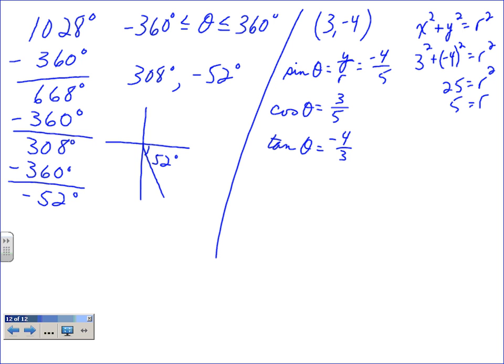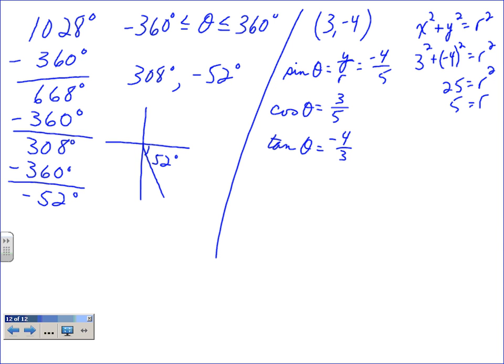It looks like sine and tangent are both negative, cosine's positive. What quadrant could we possibly be in? Fourth quadrant. Okay? But we know that anyway. That point 3 and negative 4 is the fourth quadrant. Right? So it all does work out. That's how you do those problems from 16 through 18.